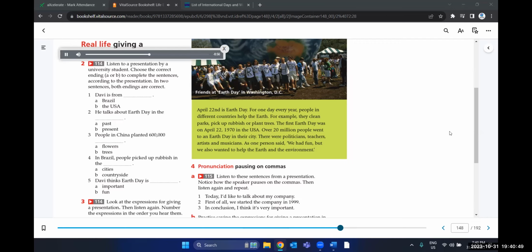Nowadays, more than 175 countries have an Earth Day. Lots of people do different things. Last year, people in China planted 600,000 new trees. In New Orleans, in the USA, they put 300,000 energy-efficient bulbs into houses. And finally, in my country, lots of people picked up rubbish in the cities and in the countryside.